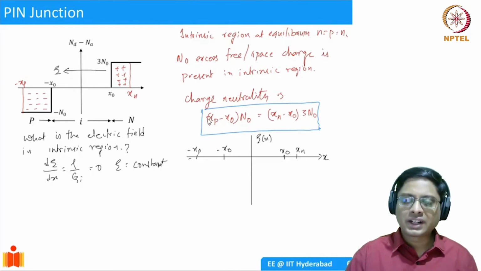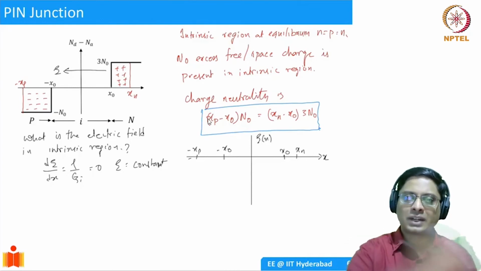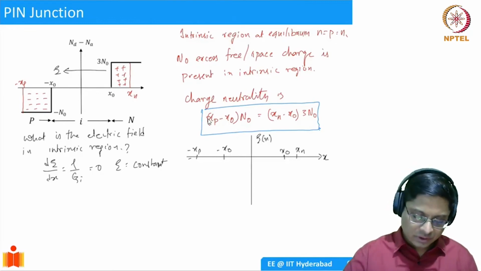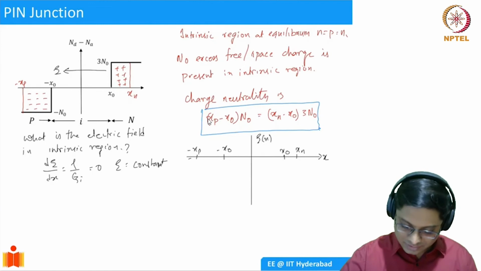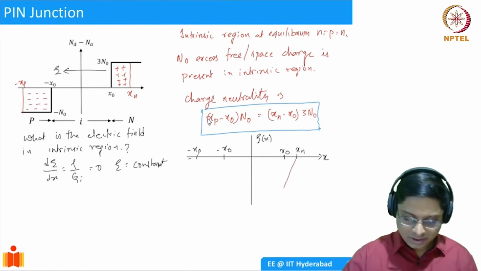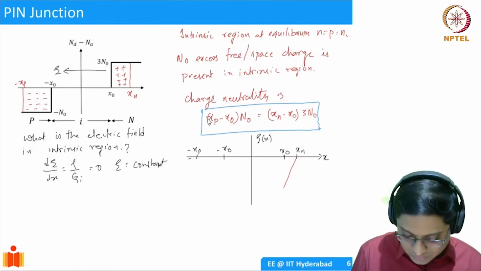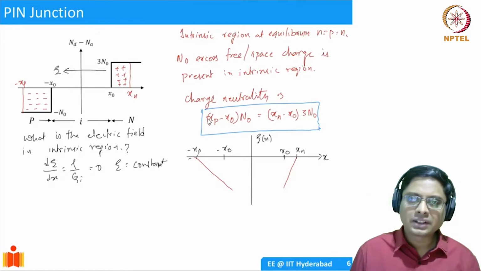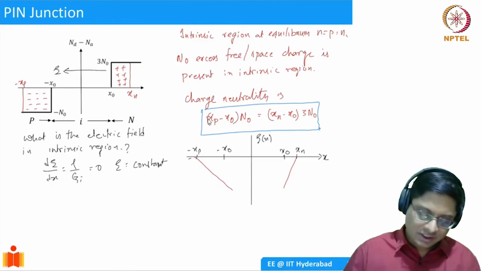So the electric field outside, greater than xn and below xp, has to be 0. The same situation. Because of Gauss law, the electric field has to be of this form here in the N region. Similarly, it has to be of this form in the P region. In between them, will it come down to 0 here?